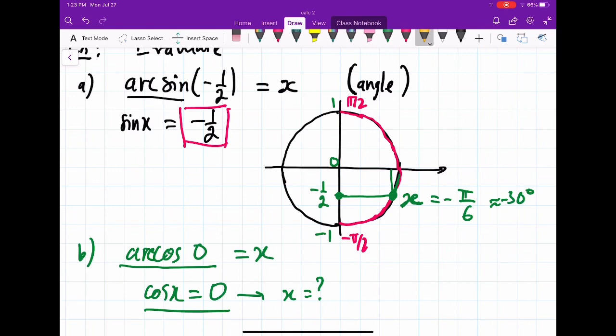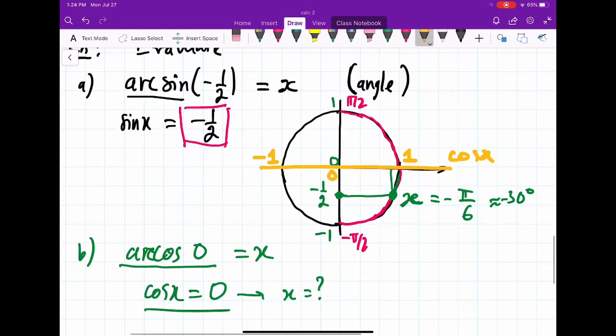Now, I'm looking at the cosine. This is the cosine axis, okay? Cosine equal to 0. Where's that? Here, 1. Here, -1. The 0, that is the origin, right? So we know that we consider cosine on this interval from 0 to pi, right? From 0 to pi only.